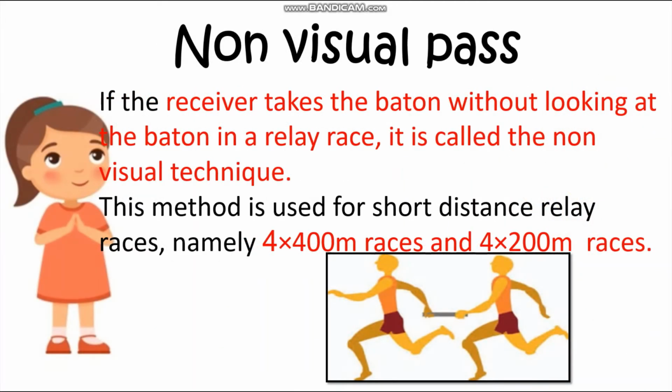Non-visual pass. If the receiver takes the baton without looking at the baton in a relay race, it is called the non-visual technique. This method is used for short distance relay races, namely 4 into 100 meter races and 4 into 200 meter races.